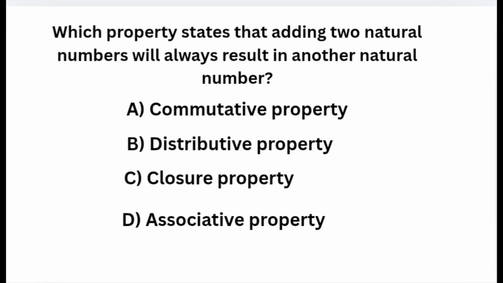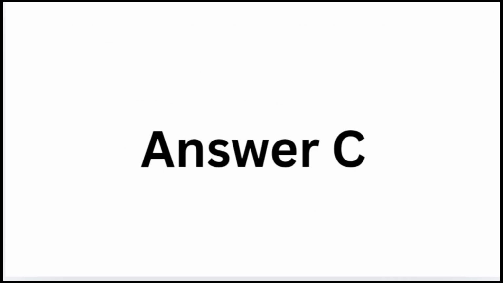Question number 4. Which property states that adding two natural numbers will always result in another natural number? A. Commutative property. B. Distributive property. C. Closure property. D. Associative property. The correct answer is C. Closure property.